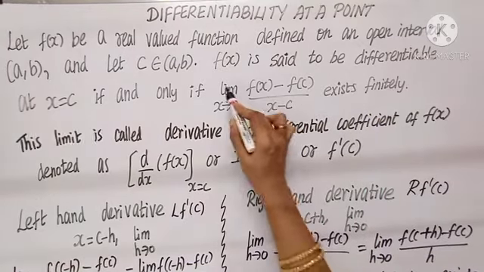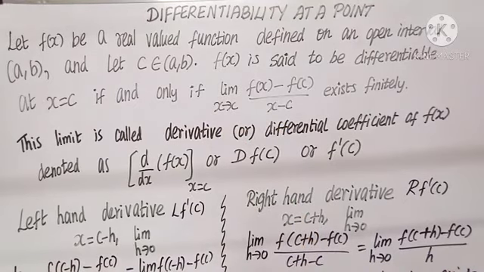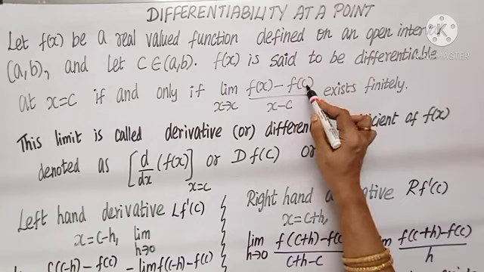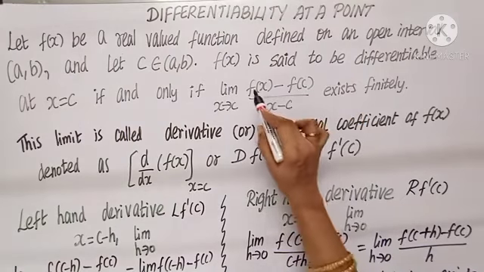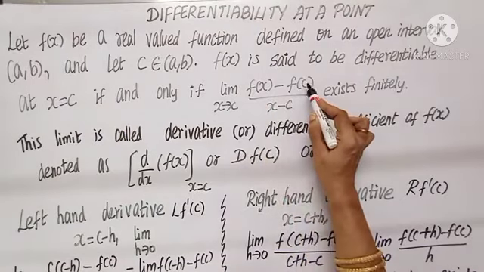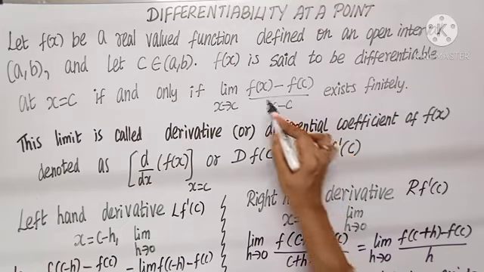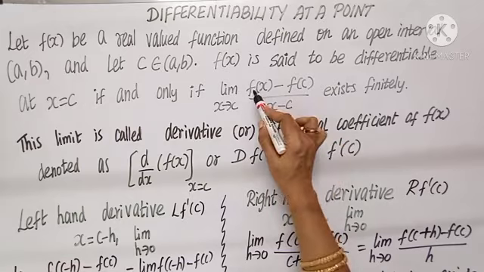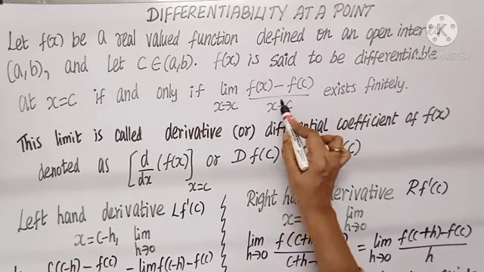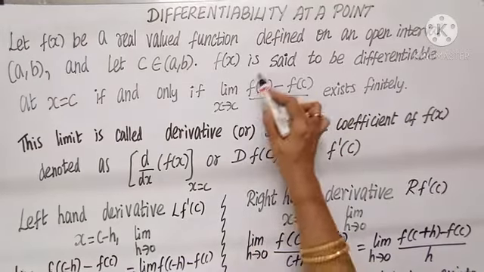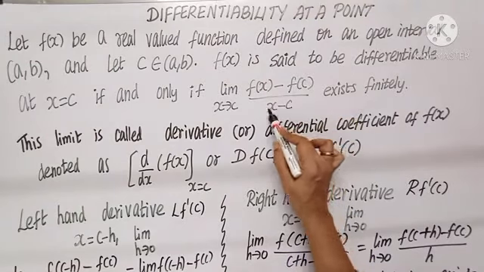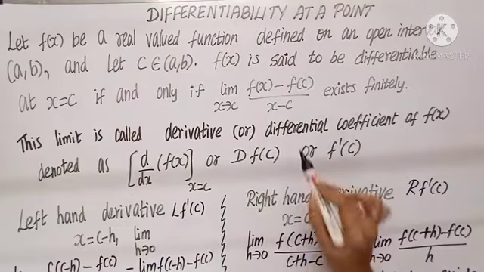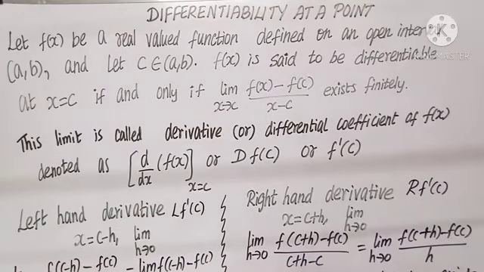We have learnt limit in the earlier exercises. f(c) is the function value at c. So f(x) minus f(c), and in the denominator, without f, you must write x minus c. That is the change in x. This is the change in f. So change in f with respect to change in x we call the derivative or differential coefficient.